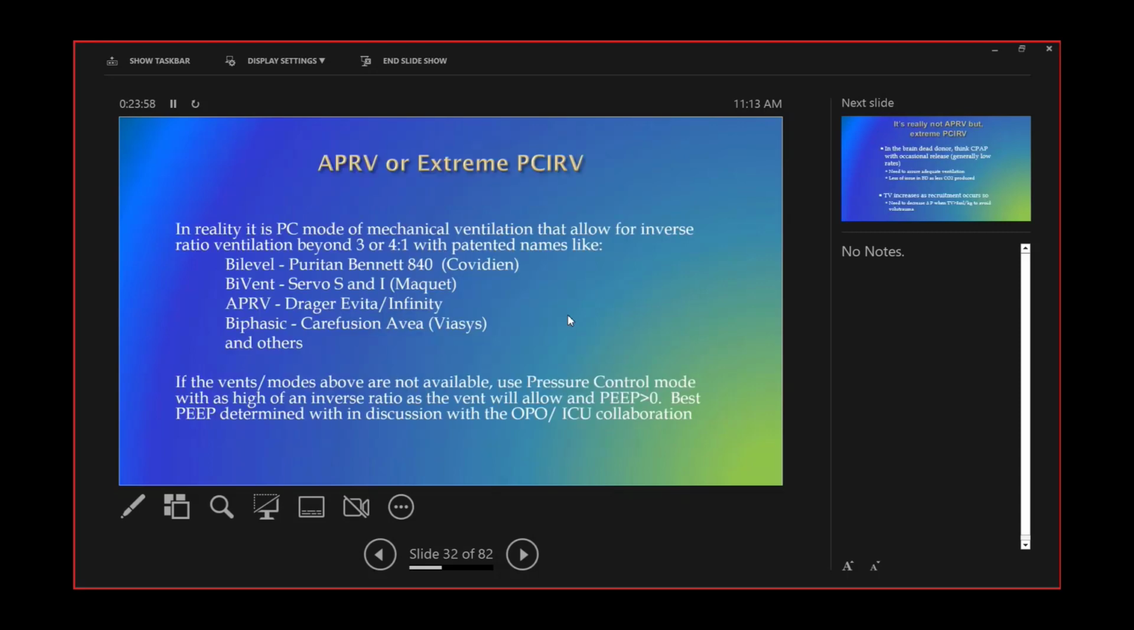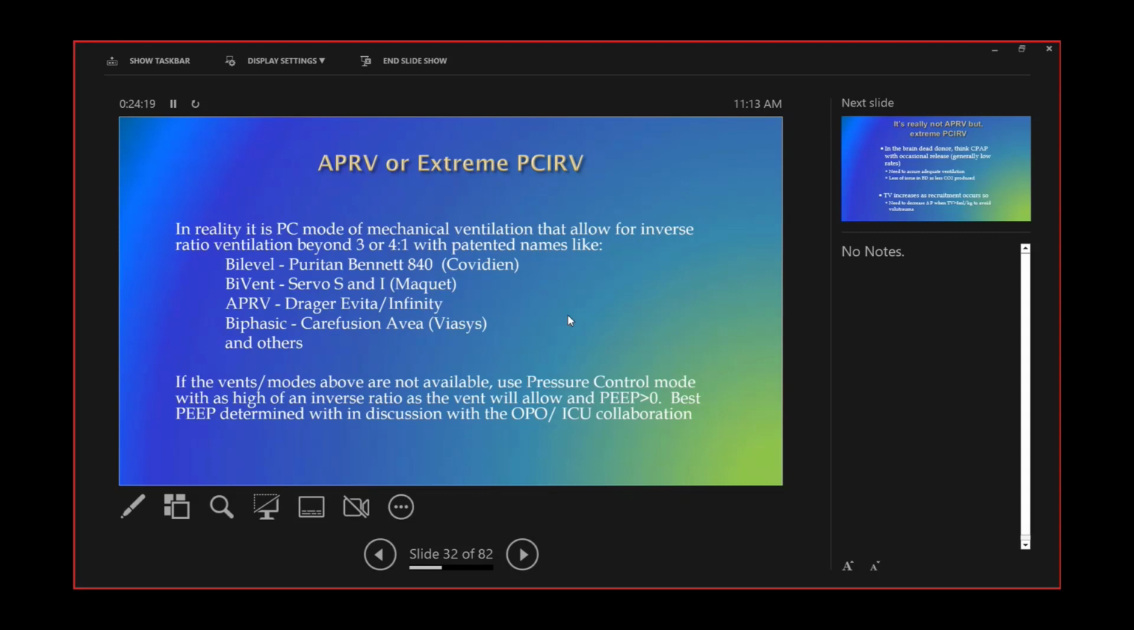So what are the other ventilator options? Well, the other ventilator option that I look at is APRV, or extreme pressure control inverse ratio ventilation. In reality, this is really a pressure control mode of ventilation. APRV is really designed to be a mode for spontaneously breathing patients. That's not what we do because our patients don't spontaneously breathe. But that's what APRV is really designed to be.